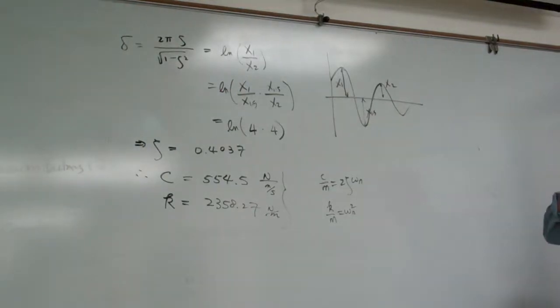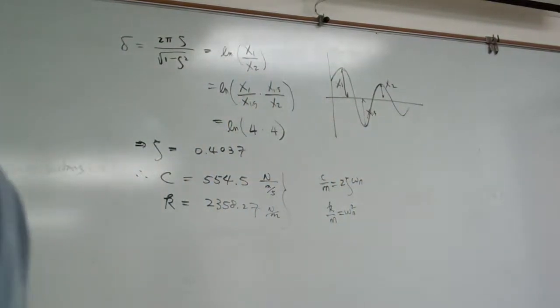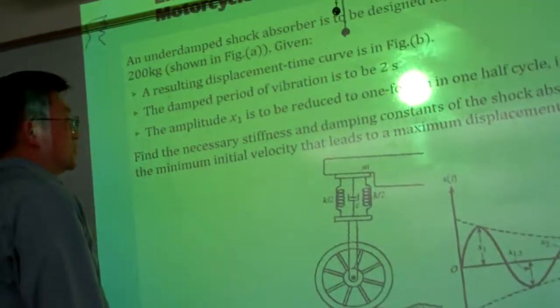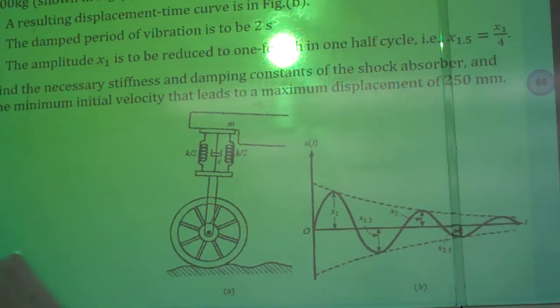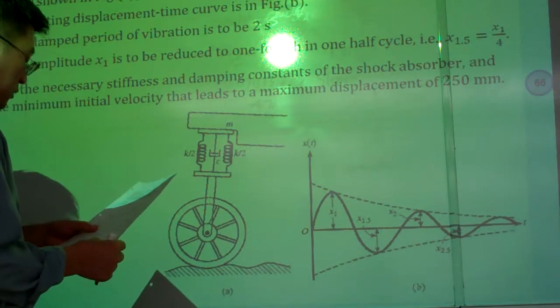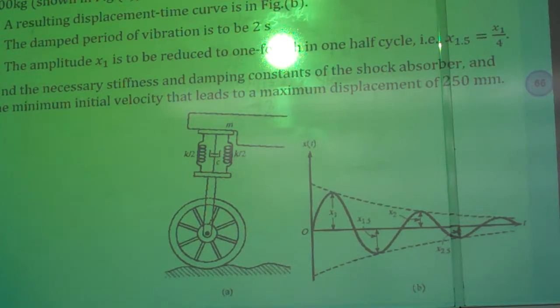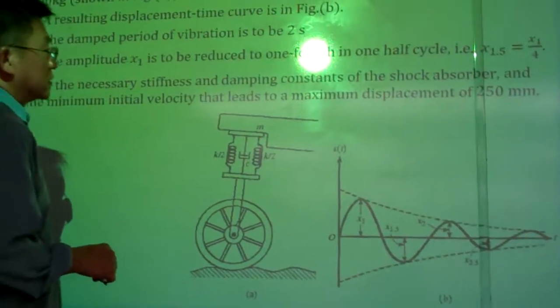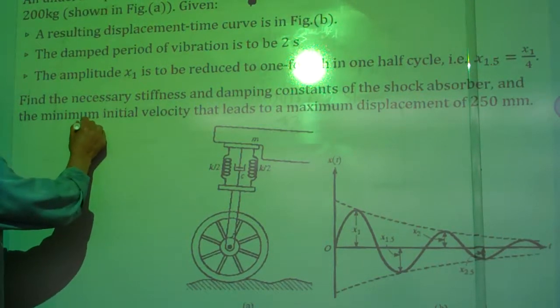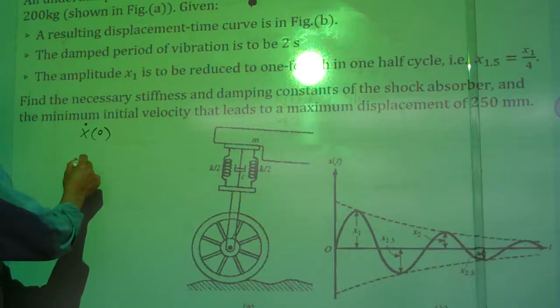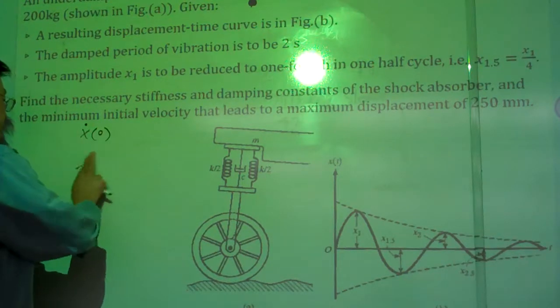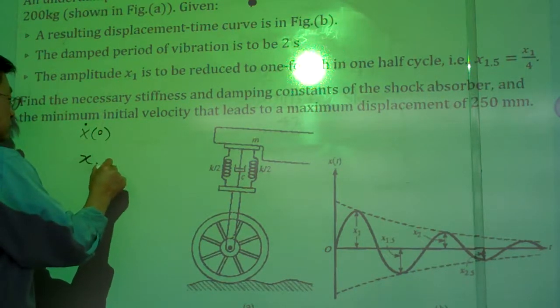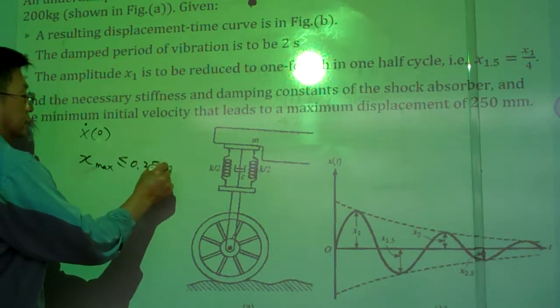Now we come to this question here. We want to determine the amplitude. For this question we want to determine the minimum initial velocity leading to the maximum displacement. So basically we want to determine the initial velocity such that the maximum displacement is less than 0.25 meters.